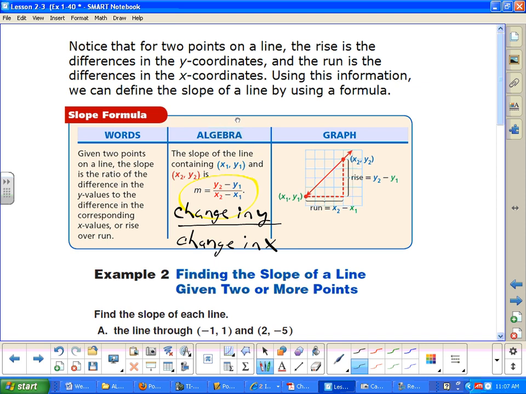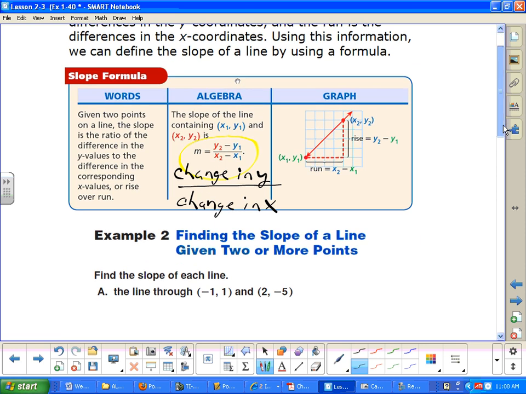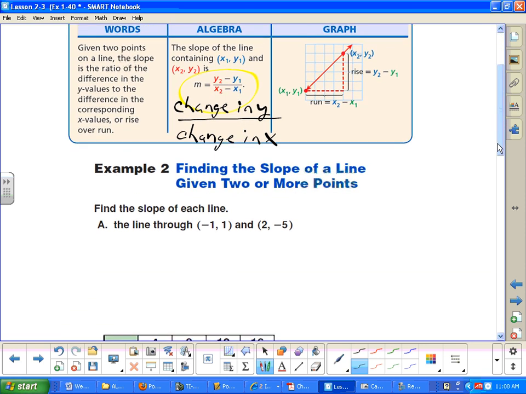So basically all you need to do is find out how far it is between the y's, find out how far it is between the x's, and divide. And then it's positive if the line is going up to the right, and negative if it's going down to the right. So here we want to find the slope of the line through the points negative 1, 1, and 2, negative 5.